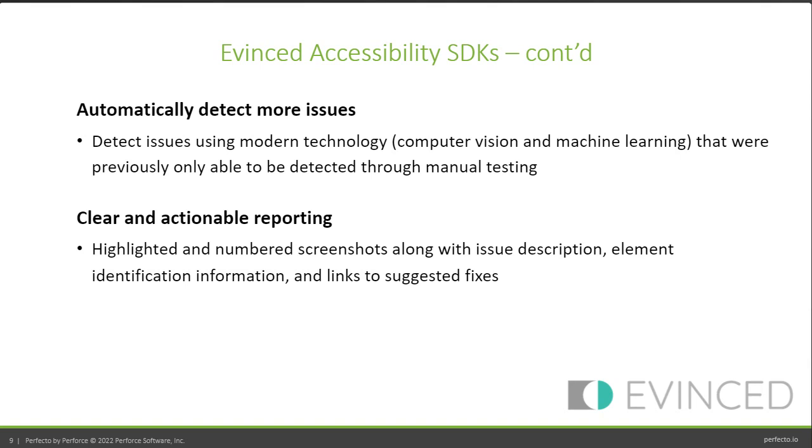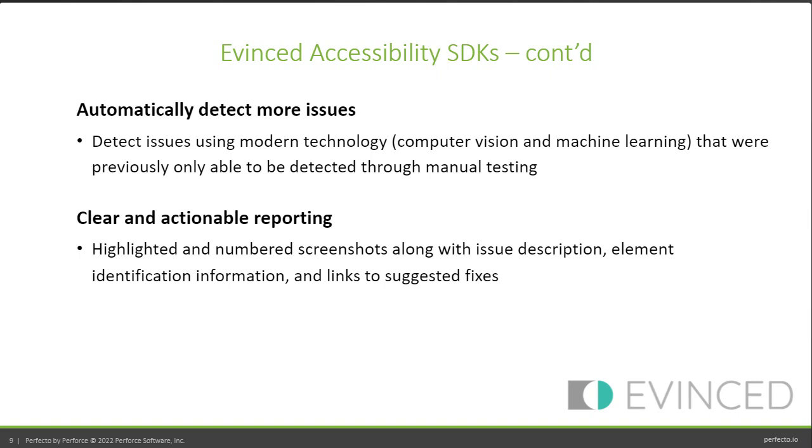Next slide, please. And then the crux of these tools has to be that they automatically detect more accessibility issues. We have to be able to detect critical issues that impact users, so that by running these tests, we're getting more value. This is one of the things that Evinced does really well. As opposed to the legacy tools, Evinced has brought modern technology and pointed it towards the accessibility problem.